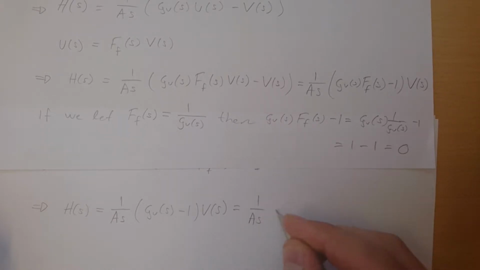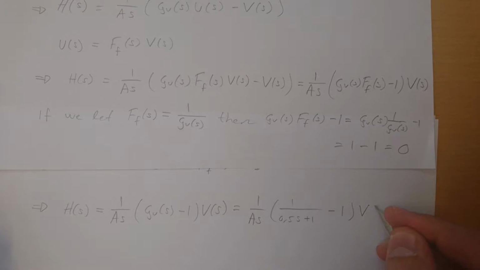Now we can plug in the expression for G_V(s). So this is 1 on A times s times (1 on 0.5 s plus 1 minus 1), and then times V(s). Let us simplify this expression. So we're going to put this in a common fraction. We just multiply this 1 with the denominator, up and down. That will give us 1 on 0.5 s plus 1, and then minus (0.5 s plus 1) on (0.5 s plus 1), times V(s). And this becomes 1 minus 1, which is 0. Then we'll have minus 0.5 s on 0.5 s plus 1.